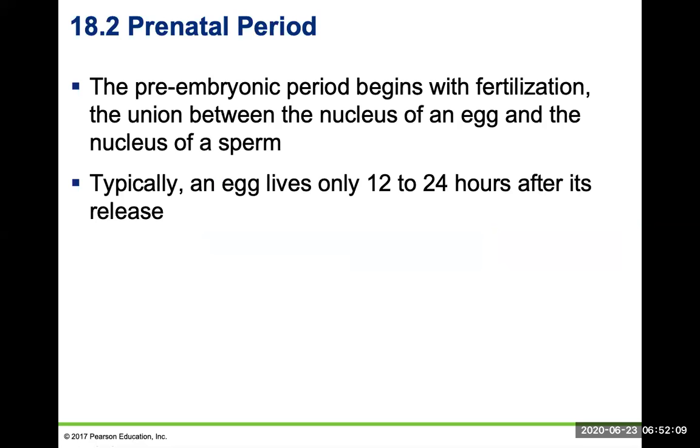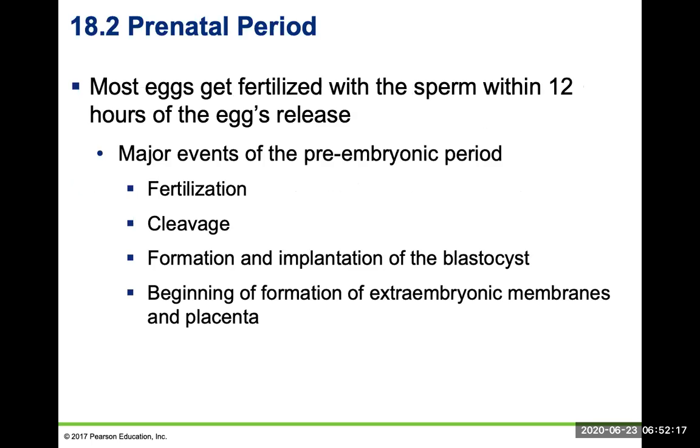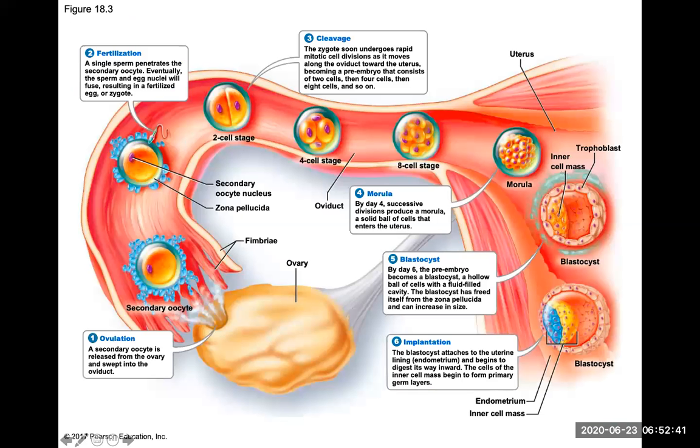The pre-embryonic period begins with fertilization and the union of the egg and the sperm. Typically, an egg only lives 12 to 24 hours after its release. Most eggs get fertilized with the sperm within 12 hours of the egg's release. So in pre-embryonic period, we have fertilization, cleavage, which is the first kind of splitting of that zygote, formation and implantation of the blastocyst into the wall of the uterus, and the beginning of the formation of membranes of the blastocyst and the placenta.